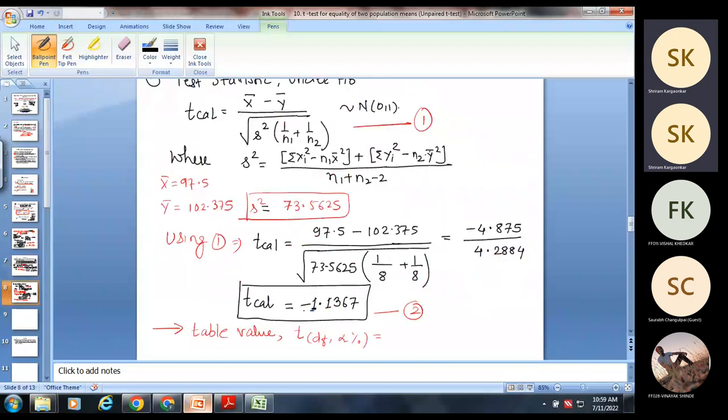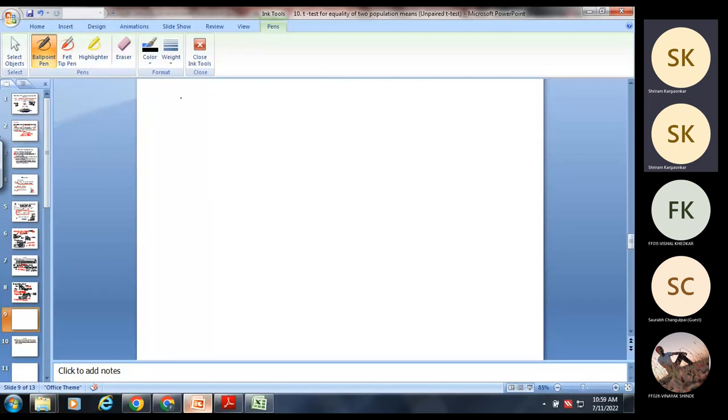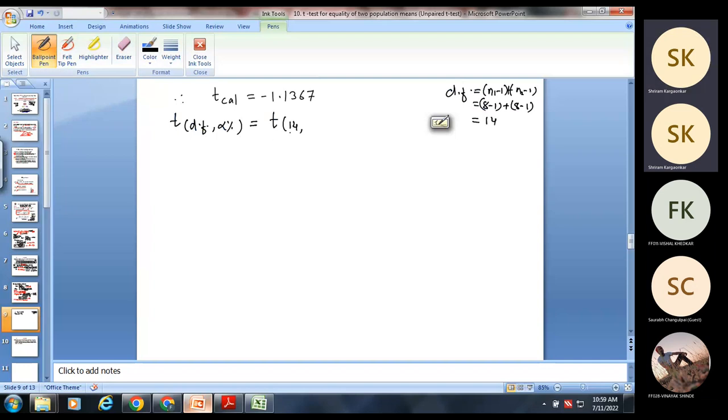I just note down this value of t calculated, which we got from the previous slide: minus 1.1367. Now I want the table value, the critical value. This is written as t with degrees of freedom and alpha percent level of significance. In this case, what are the degrees of freedom? It is n1 minus 1 plus n2 minus 1, so 8 minus 1 plus 8 minus 1, because the sample sizes are the same. It is 14 degrees of freedom. And alpha by default is 5%, so 0.05 means 5%.